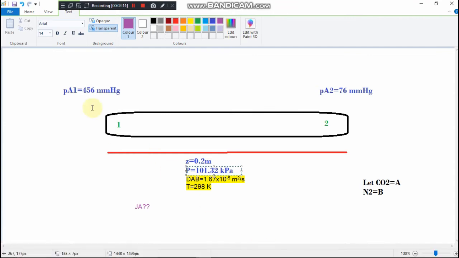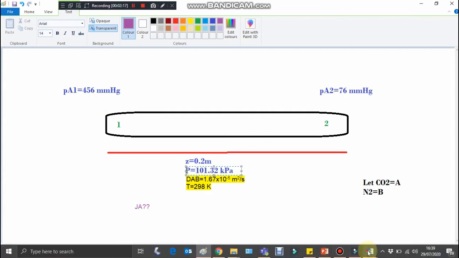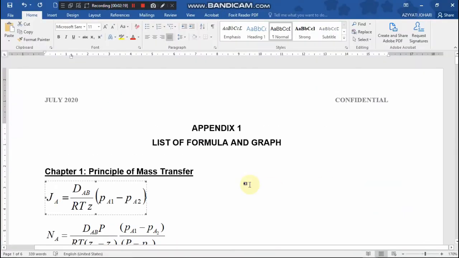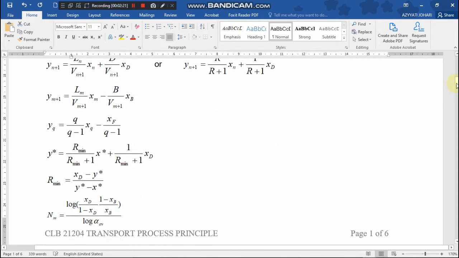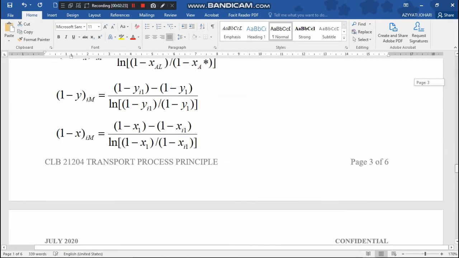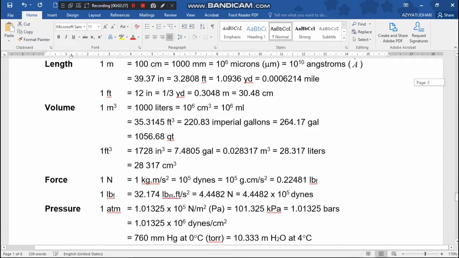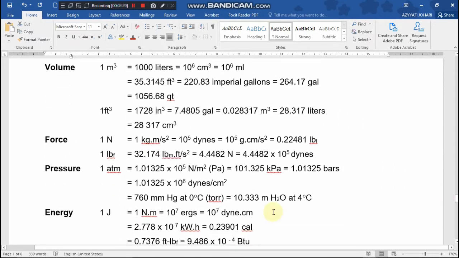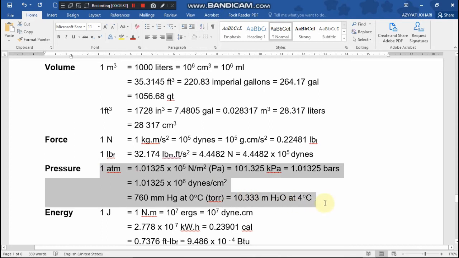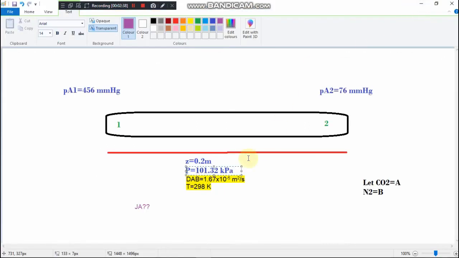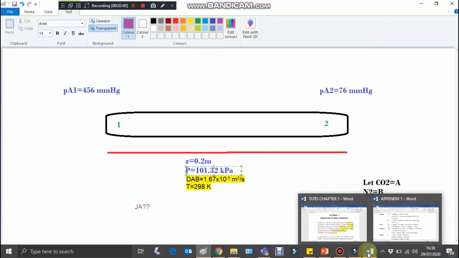You can do the conversion using your calculator, or you may refer to the appendix, stated on the second last page, which is in terms of pressure. You may use any of this information to change the unit of pressure, to make sure all units are standardized before you press your calculator.